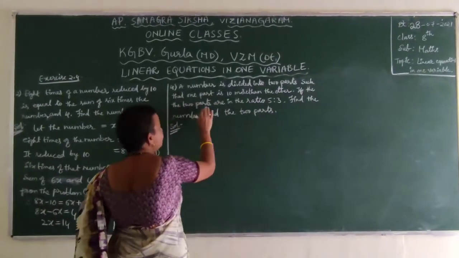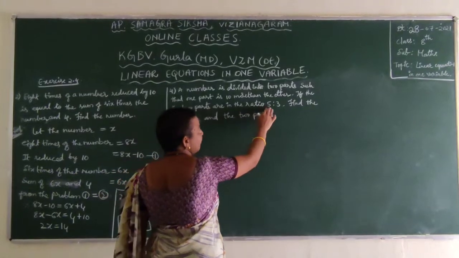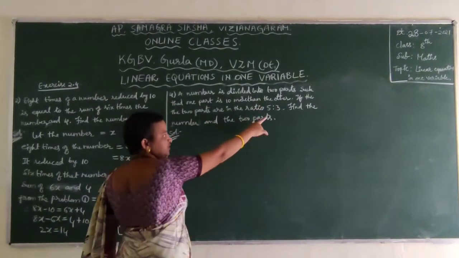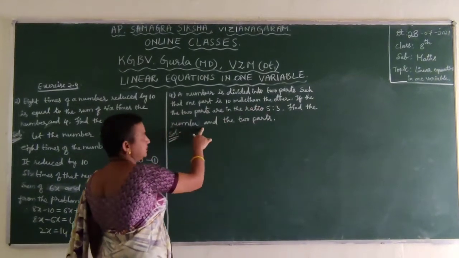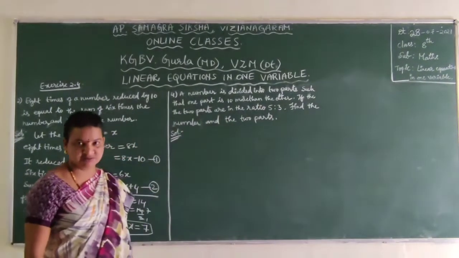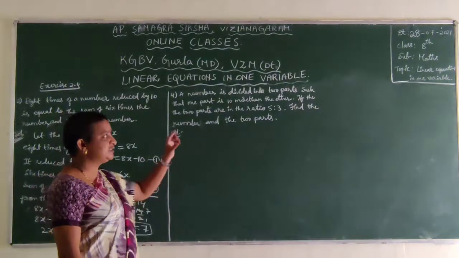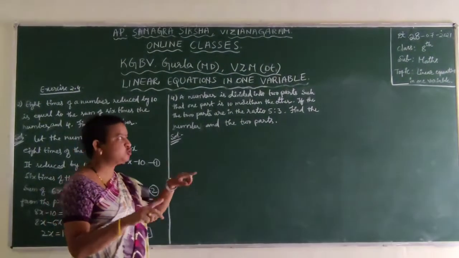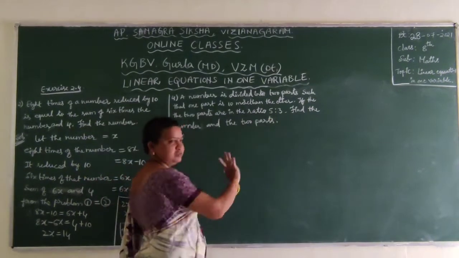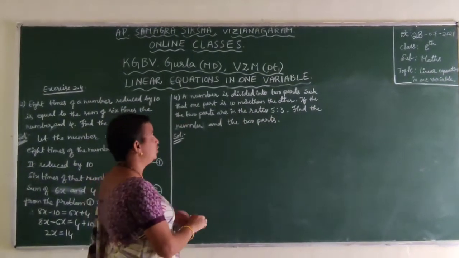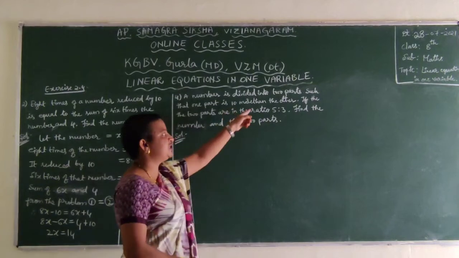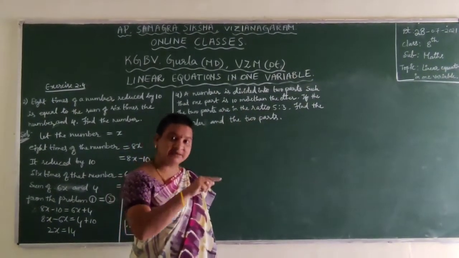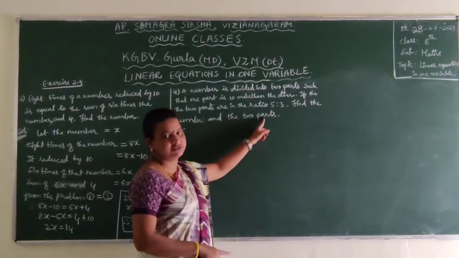If the two parts are in the ratio 5 is to 3. Find the number and the two parts. Okay, first there is a number. It is divided into two parts. Those two parts are in the ratio 5 is to 3. And also one part is 10 more than the other. Now find that number and the two parts.